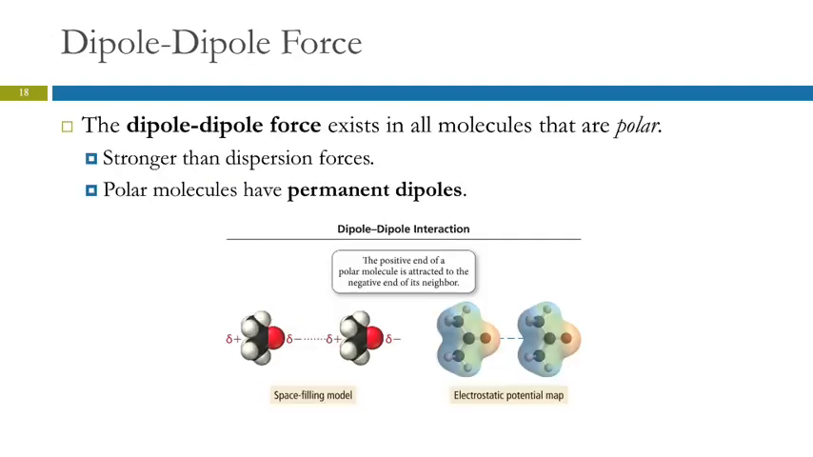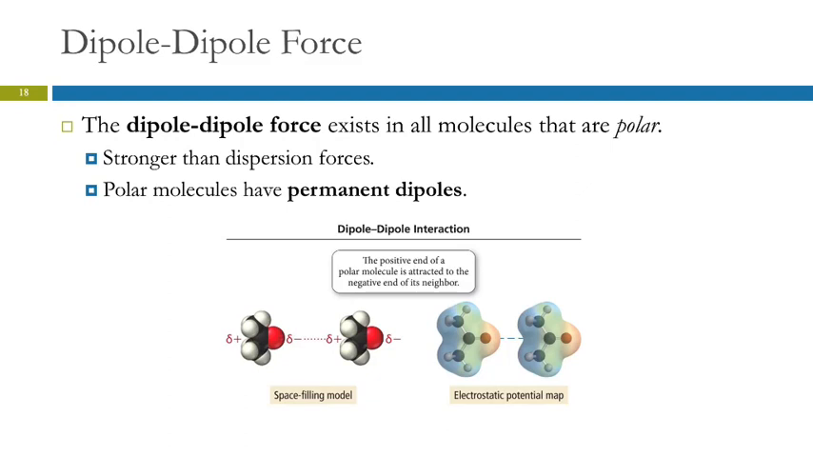Everything has dispersion forces. The second one is a dipole-dipole force. Dipole-dipole forces are found in all polar molecules because this is an interaction between permanent dipoles. So polar molecules have permanent dipoles. They always have a positive and a negative end. Because these dipoles are always present, dipole-dipole forces are going to be stronger. Because dispersion forces come and go, come and go, come and go, and so they're very weak. A dipole-dipole force is always present, and so it's stronger.